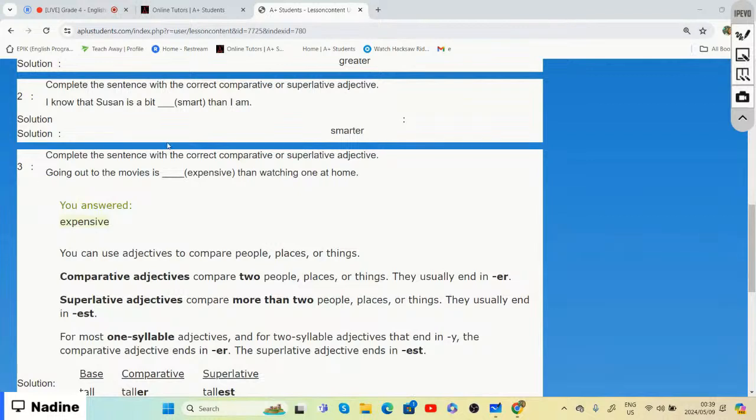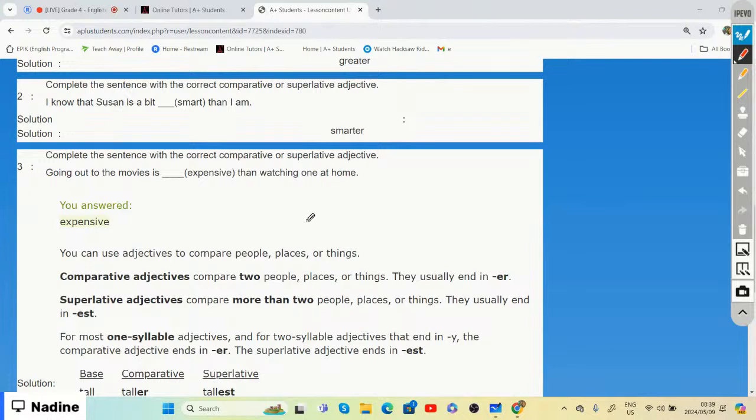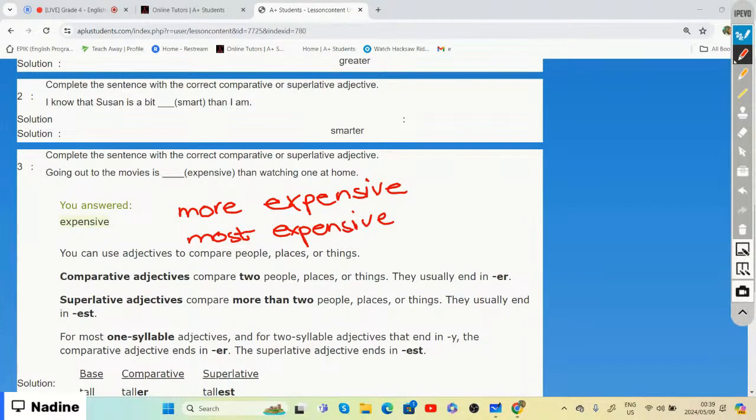Going out to the movies is expensive than watching one at home. Expensive. So are we going to say going out to the movies is more expensive than watching it at home? Or do we say it is most expensive than watching one at home? So do we say it is more expensive because it's comparative? Or do we say it is most expensive because it is superlative?